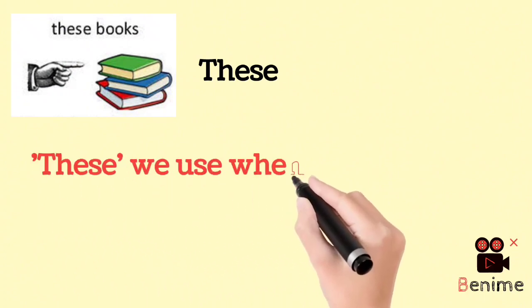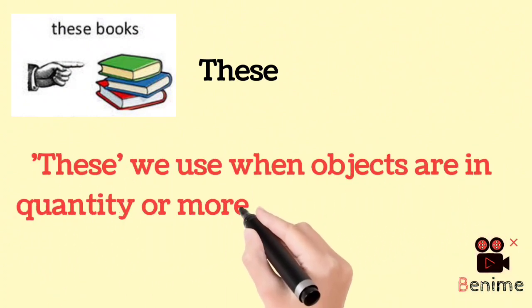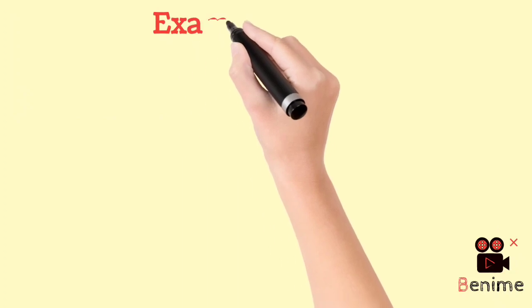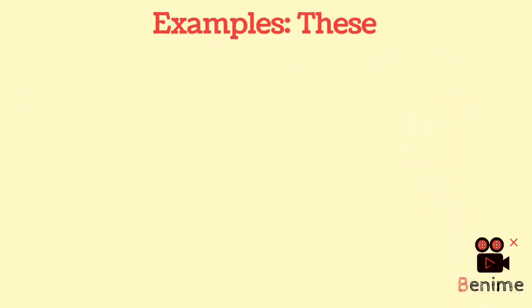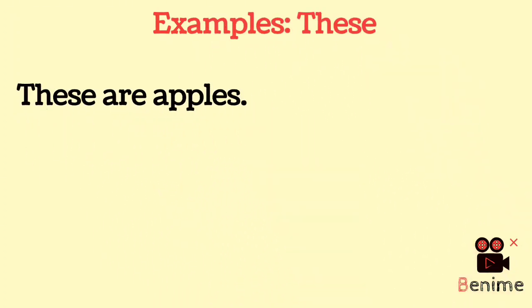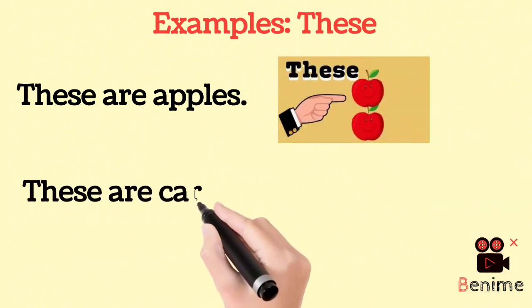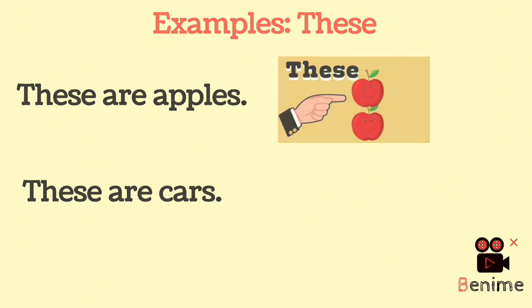These. We use these when objects are in quantity or more than one and close to the pointing target. Examples: These are apples. These are cars.